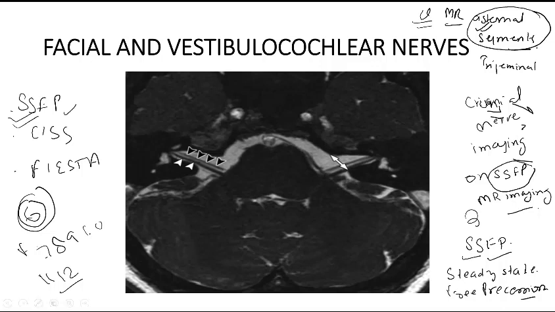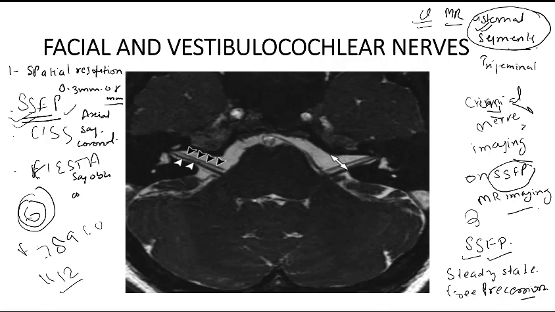Then what is the advantage of this SSFP sequence? The basic advantage, first, is that they provide you a great spatial resolution. Spatial resolution is good because the section thickness is very small, 0.3 mm to 0.8 mm. It can be an axial section, a coronal section, and even a sagittal oblique or a coronal oblique section to see the cisternal segment.